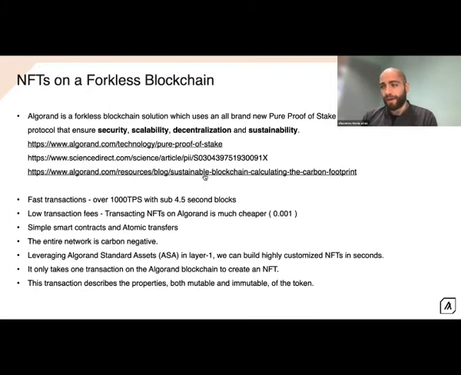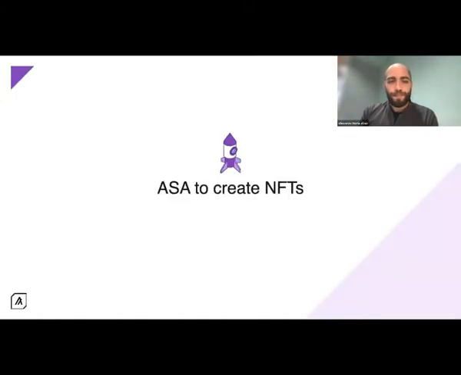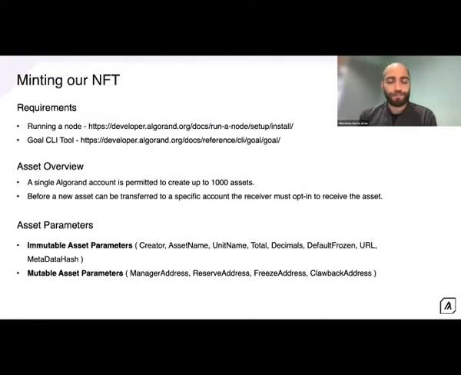As we will see in a few minutes, building an NFT in Algorand will take a few seconds. What you need to do is build a transaction where we specify both the properties of our asset that can be mutable and immutable. So let's see how we can create our NFT.